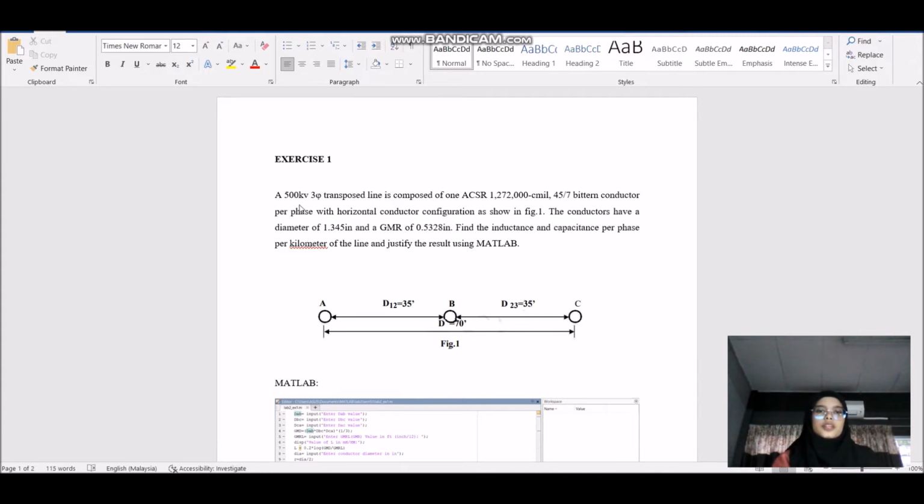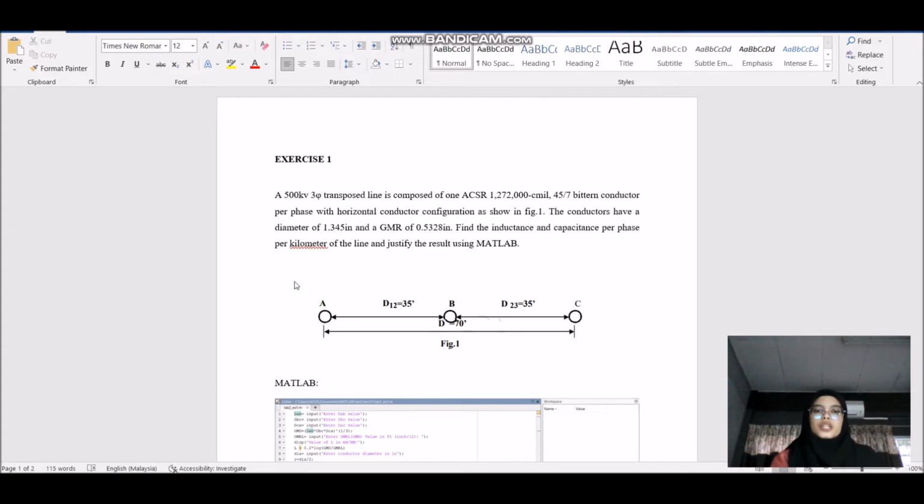Okay, this is the question given. A 500 kV 3-phase transposed line is composed of one ACSR 1272 MCM 45/7 Bittern conductor per phase with horizontal conductor configuration as shown in figure 1. The conductor has a diameter of 1.345 inch and GMR is 0.5328 inch. Find the inductance and capacitance per phase per kilometer of the line and justify the result using Matlab.